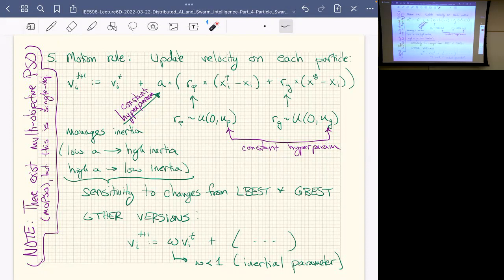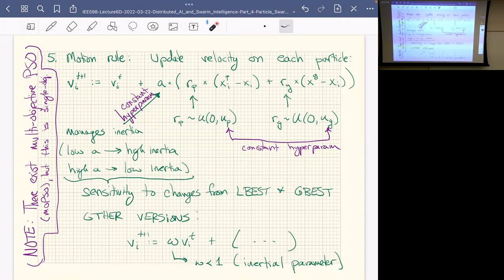So I see some questions online. So after every step, we have to evaluate the neural network. And then we do this again and again until we converge. We do it for each and every member of the flock. That's correct, yeah. And where does the objective function fit in all this? Then they say, never mind. In the second step, it's evaluated for the PBEST and GBEST.